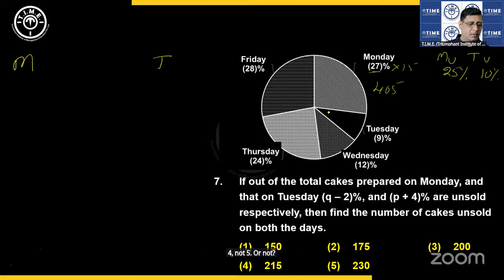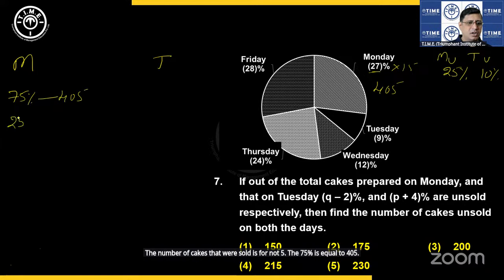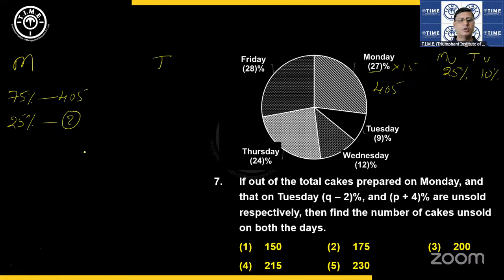Now this 405 is nothing but the number of cakes that were sold. The number of cakes that were sold is 405. So 75% is equal to 405. Then what about the 25%? My dear students, if you observe, 1/3 of 75 is equal to 25. So 1/3 of 405, that is 135. These are unsold.